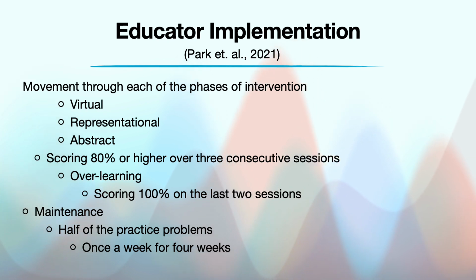Upon meeting scoring criteria for each of the 3 phases of the VRA strategy with overlearning, educators will give students half of the practice problems once a week for 4 weeks to ensure maintenance of the skill.